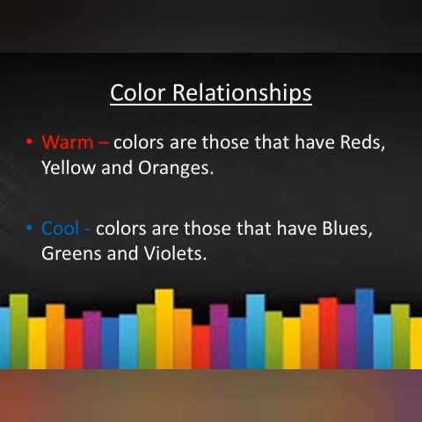So, the color relationships: warm and cool. Warm colors are those that have reds, yellows, and oranges. Warm colors seem to advance or come forward in an artwork. Cool colors are those that have blues, greens, and violets. Cool colors seem to recede or move backward in an artwork.